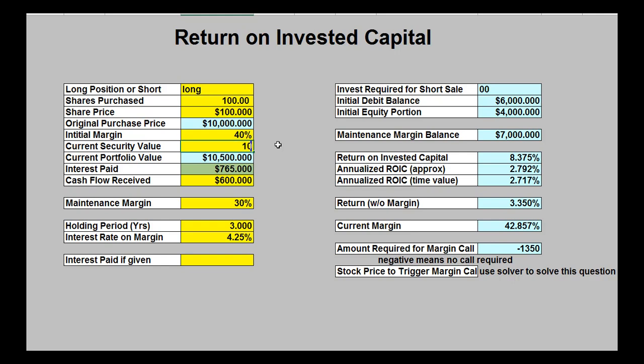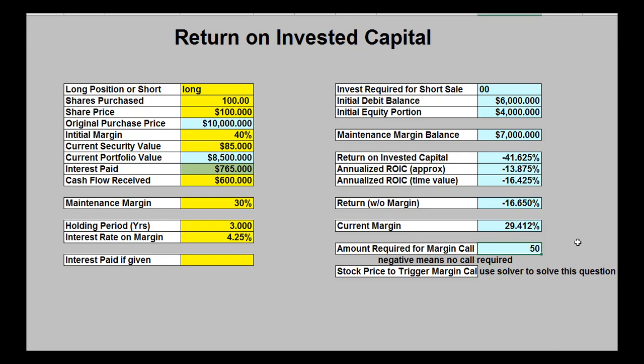So if it went to $100, that didn't change it. We need to actually lose some money on our investment. So let's say it goes to $90. You can see it's still negative. The current margin's 33%. So let's go to $85. Now at $85, what you see is that the current margin is 29%, lower than 30%. So they're going to ask us to invest $50 into this account.